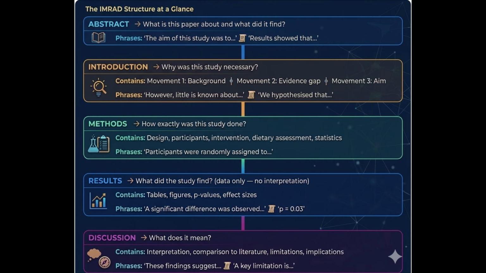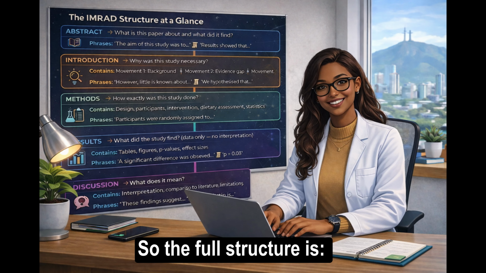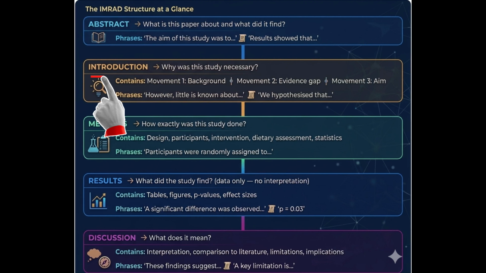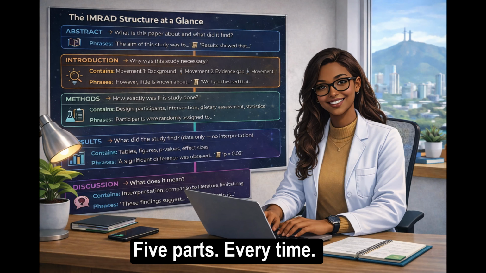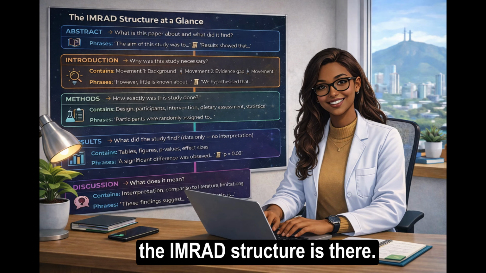IMRAD stands for Introduction, Methods, Results, and Discussion. Most papers also have an abstract at the very beginning, before the introduction. So the full structure is abstract, introduction, methods, results, discussion. 5 parts. Every time. Whether it's a randomized controlled trial, a systematic review, a cohort study, or a cross-sectional study, the IMRAD structure is there.